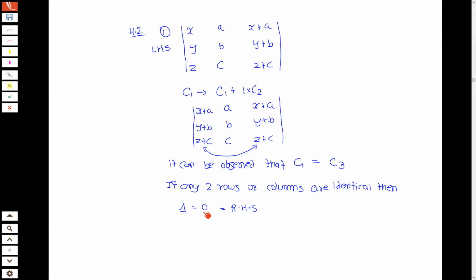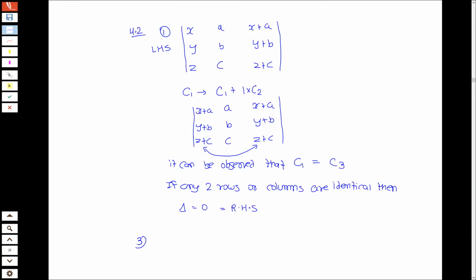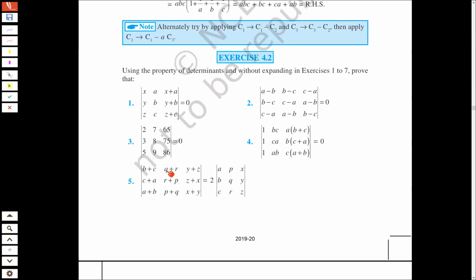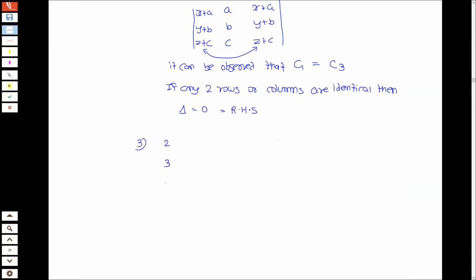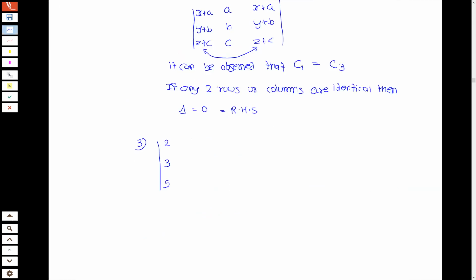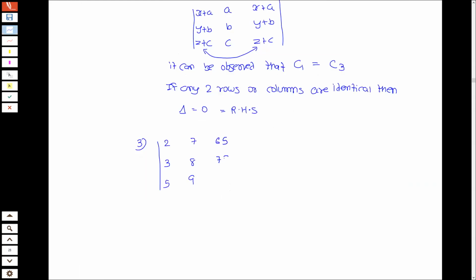Okay. Now और प्रैक्टिस करेंगे तो क्लियर होगा. लेट्स से क्वेश्चन नंबर 3, 2 भी करेंगे, उसके बाद 3 में ध्यान देखिए. 2, 3, 5, 7, 8, 9, 65, 75, 86. This is my left hand side. अब देखो रिलेशन समझो.